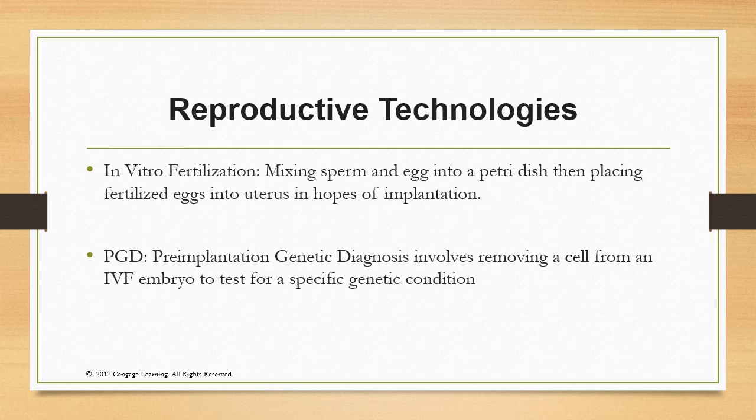Then that allows them, so if they have 6 to 8 embryos they're going to test, they can see how many have the disease. So then they can choose to implant non-Huntington embryos to ensure that they're not passing on these genetic diseases. So that's what PGD is.